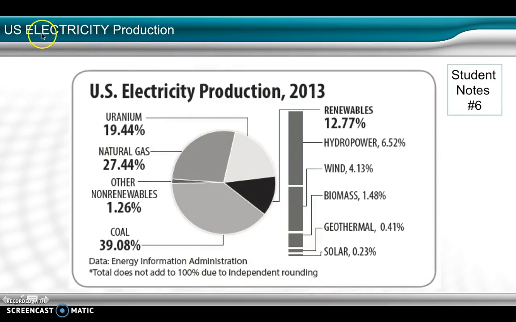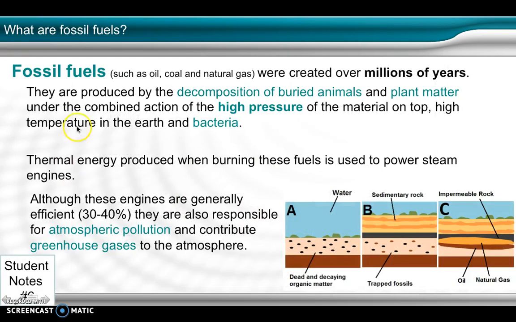Looking more specifically at electricity production in the United States, you notice that coal is a large chunk of the pie, and you don't even see oil. Oil and natural gas aren't very often used for electricity production, although that's changing pretty slowly, but it is changing. And you notice that renewables are not a very large chunk of this pie. That is changing as well, and something that's going to be pretty relevant to your lives in the future. Today we're going to talk specifically about fossil fuels.